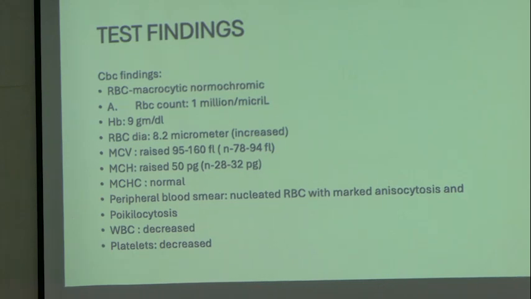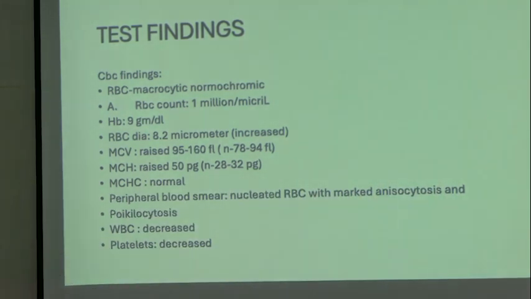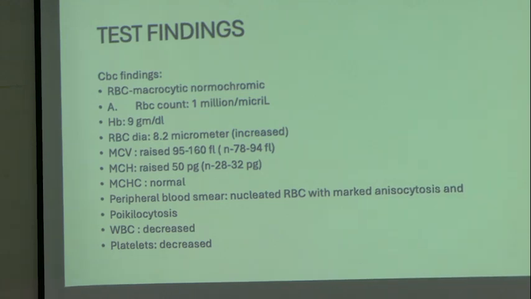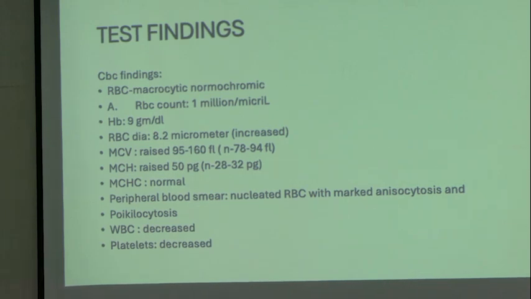And then hemoglobin is less, 9 gram %, RBC diameter increased to 8.2 micron, and the RBC count, MCHC normal.